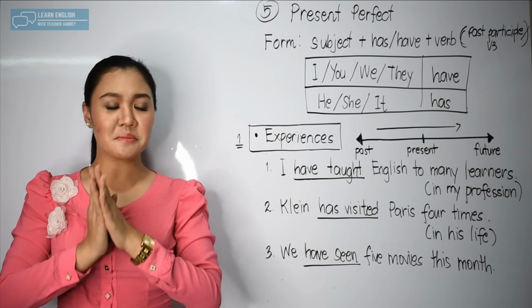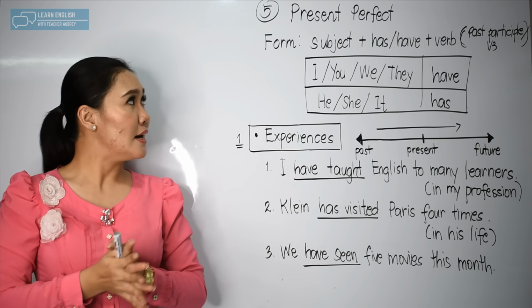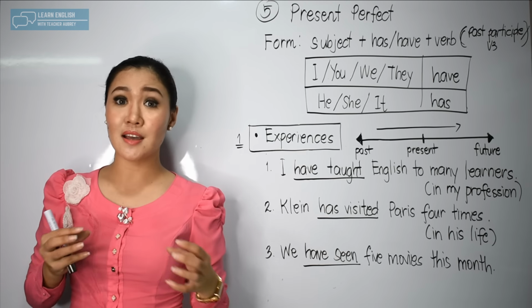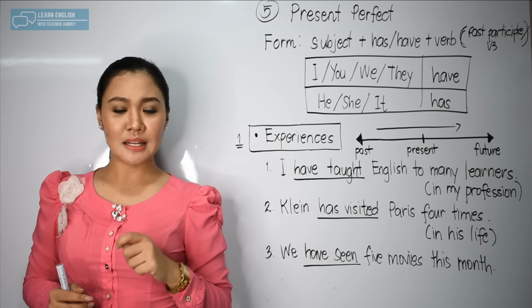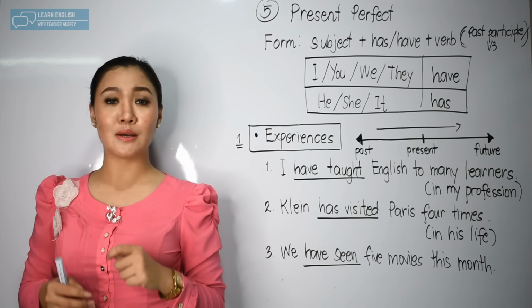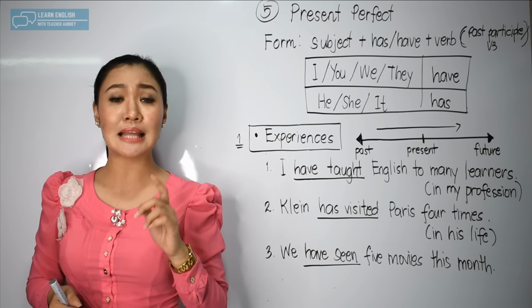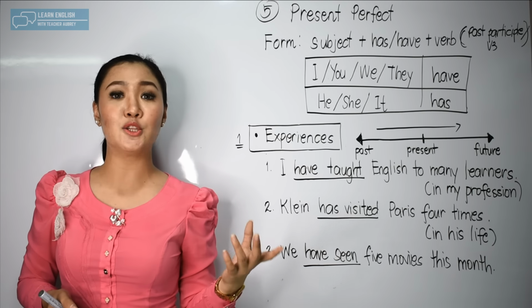Ang common error ng mga English language learners ay ginagamit ang present perfect together with a definite time expression. Kapag ginagamit po kasi natin ang present perfect, we will just focus on the experience. Pero hindi tamang magbigay tayo kung kailan yung tiyak na nangyari.